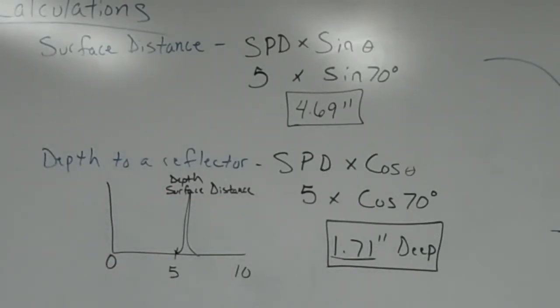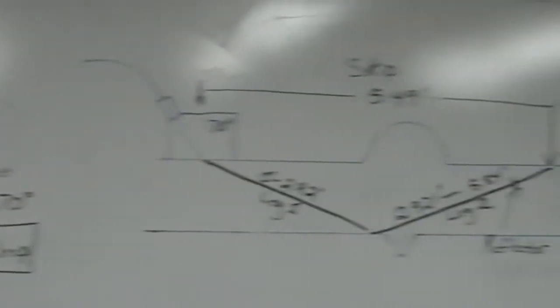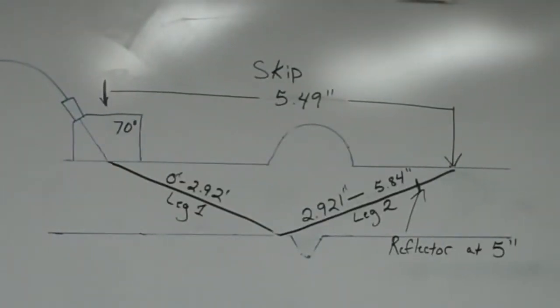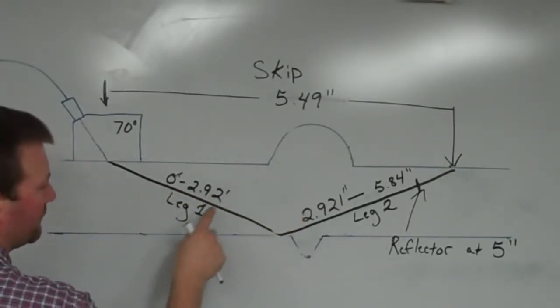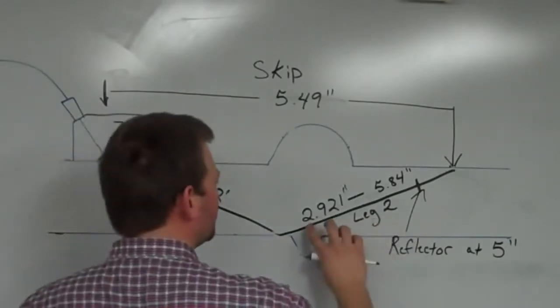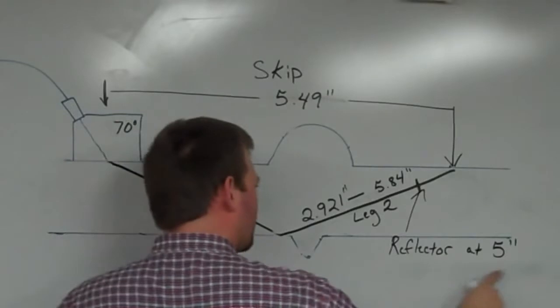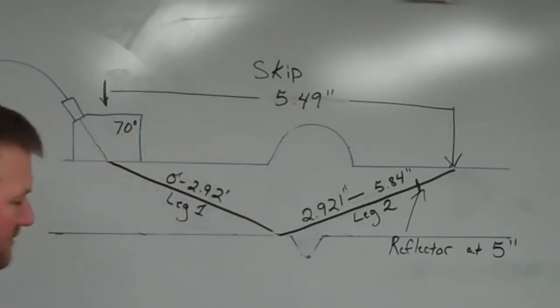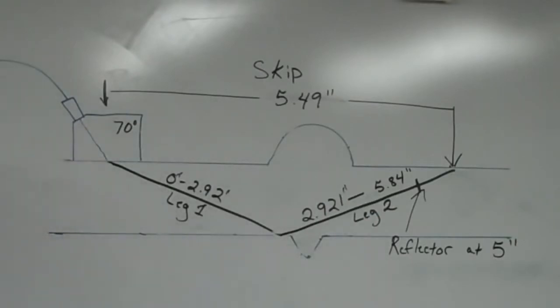If we come over here and take a look at this drawing, there's our drawing that we had before. I put a reflector at 5 inches. From 0 to 2.92, roughly 3, is going to be leg 1. Leg 2 is just past that, to 5.84. We shoved a reflector in there of some kind at 5 inches. It doesn't matter what it is, and it really doesn't matter where it is, because we can triangulate where the depth is.